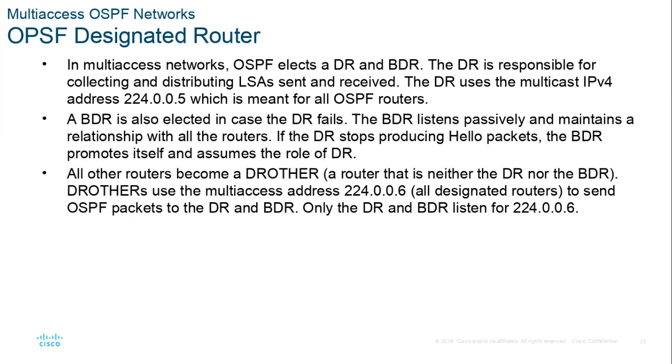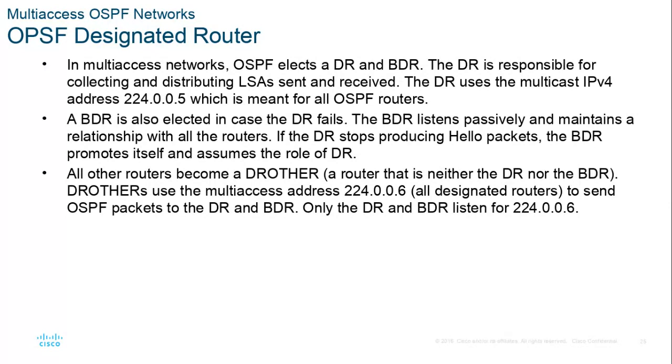So the BDR is elected in case the designated router fails. This is such a crucial function that if the designated router fails to perform his duties for more than 1 second, the BDR will perform a palace coup and jump in there and take over and become the designated router. He will promote himself to the designated router.